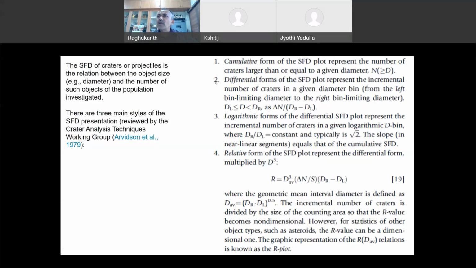Or you can do it in a differential form also, like instead of the cumulative you differentiate it and then plot the differential form. Then logarithmic form is also there, you take the log, and that may give you a nice picture about this. Or the relative form, they say it is the same as this one, but you multiply by D cubed. They call it the R plot, because this is widely used for even asteroids and other projectiles also. So there are four ways you can plot it. And the same thing that the NASA document shows, I'm putting here itself. Okay.